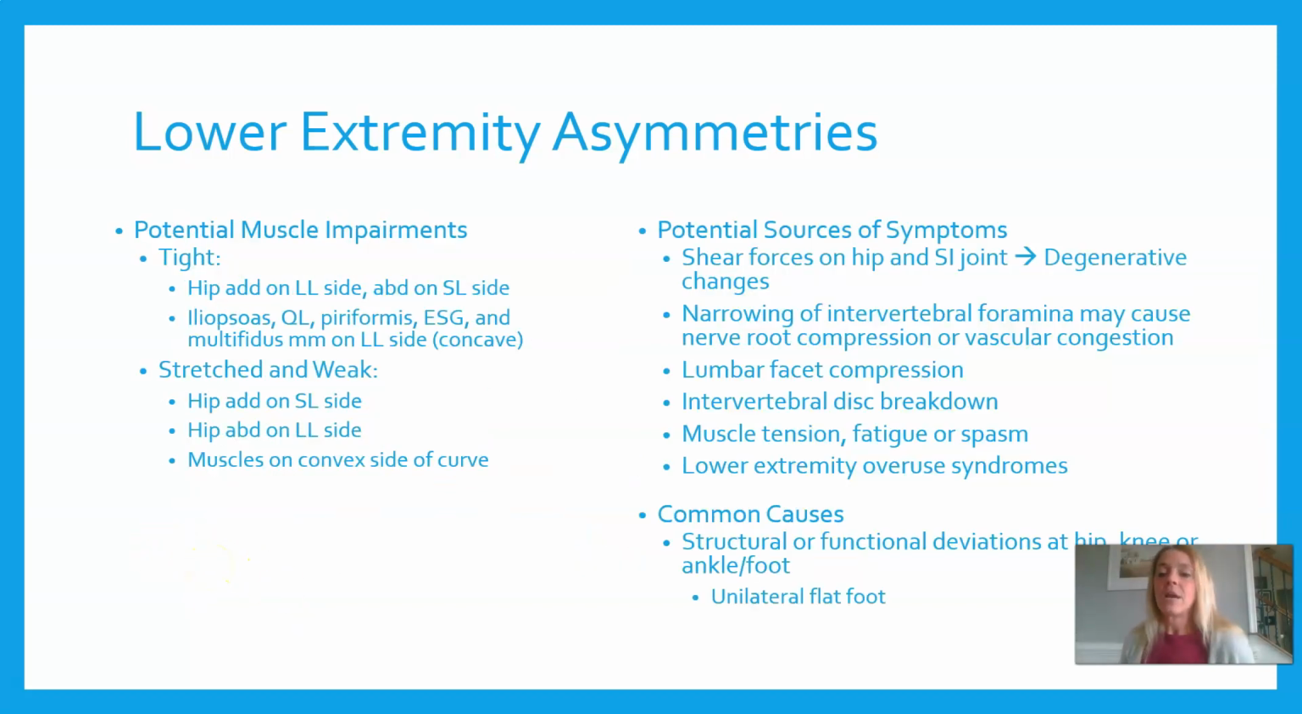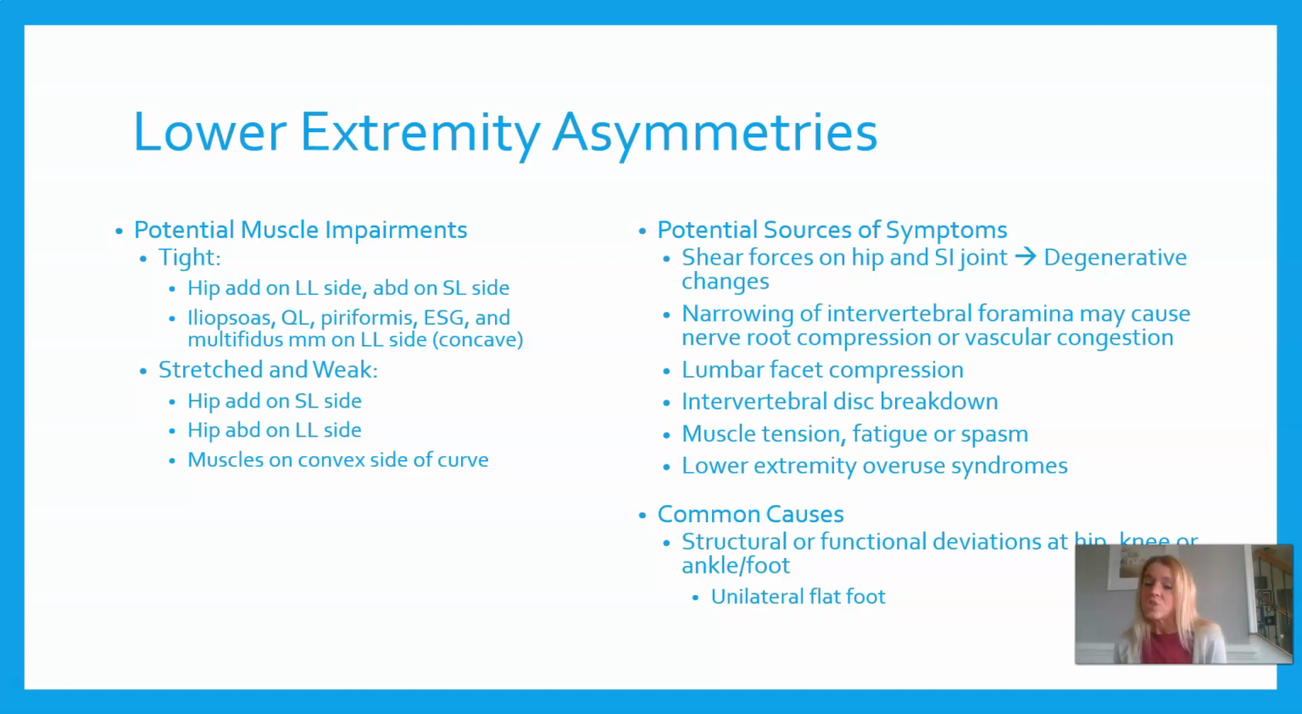So the muscle impairments that we expect to see: tightness on the long leg side of the hip adductors, and then the abductors on the short leg side. Iliopsoas, quadratus lumborum, piriformis, erector spinae, and multifidus on the long leg side, which is going to be the concave side of your curvature because we're leaning towards that leg. We expect to see weakness because of stretch of the hip adductors on the short leg side and the hip abductors on the long leg side, as well as all the muscles on the convex side of the curvature in the spine. So that's going to lead to potential sources of symptoms.